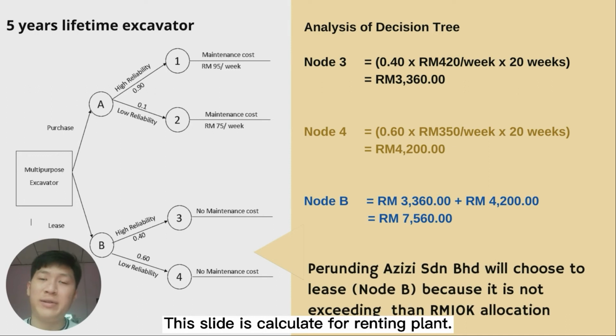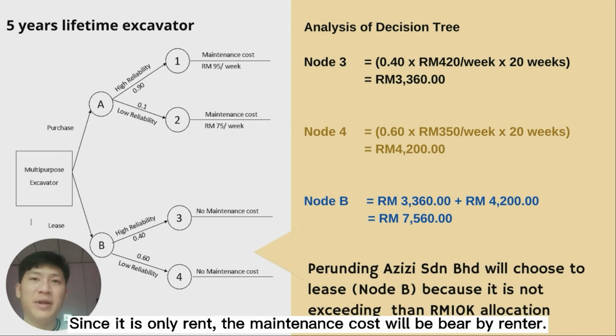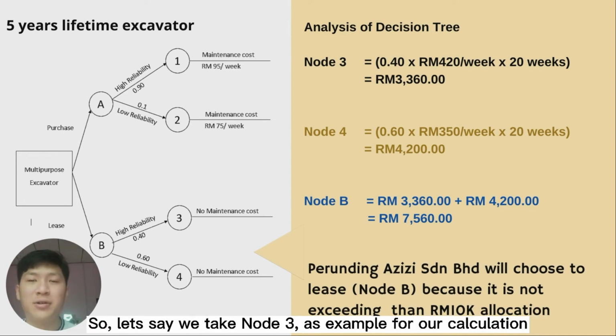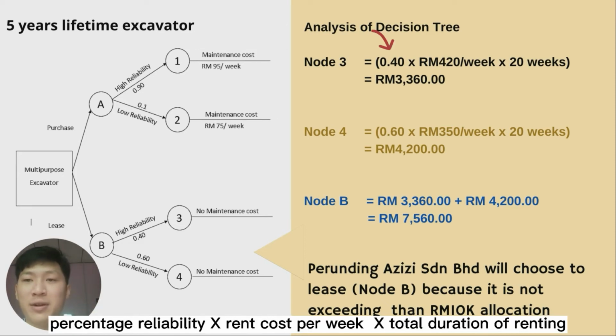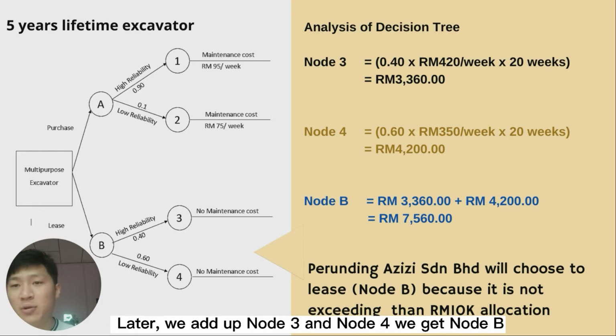This slide is calculated for renting plant. Since it's only rent, the maintenance cost will be borne by the renter. So let's take note 3 and examples for calculations. We calculate by percentage reliability times the rent cost per week and times the total duration for renting. Later, we add up note 3 and note 4 and we get note B.